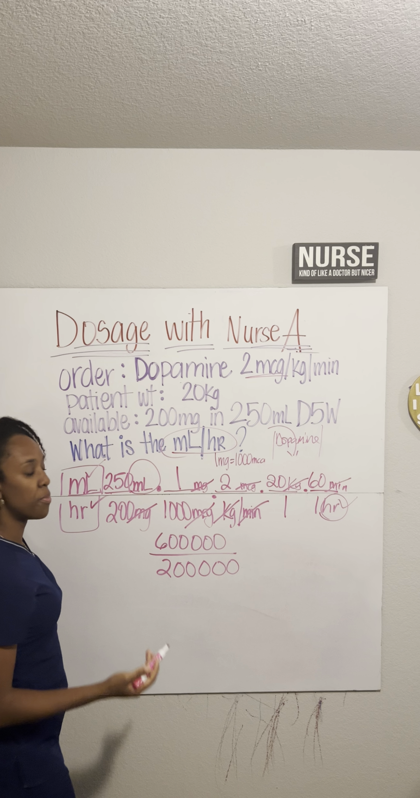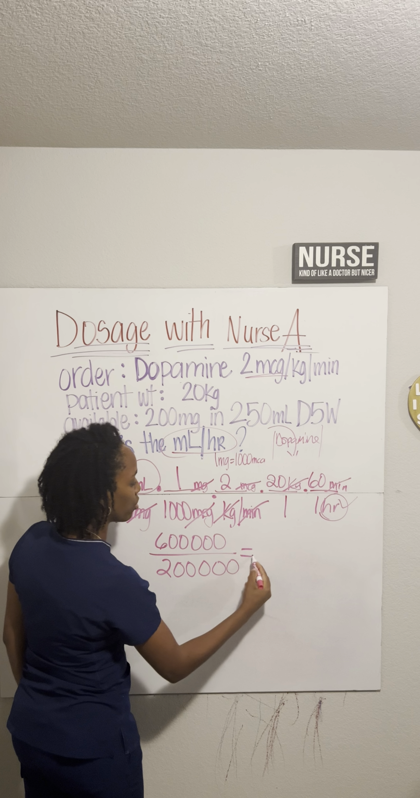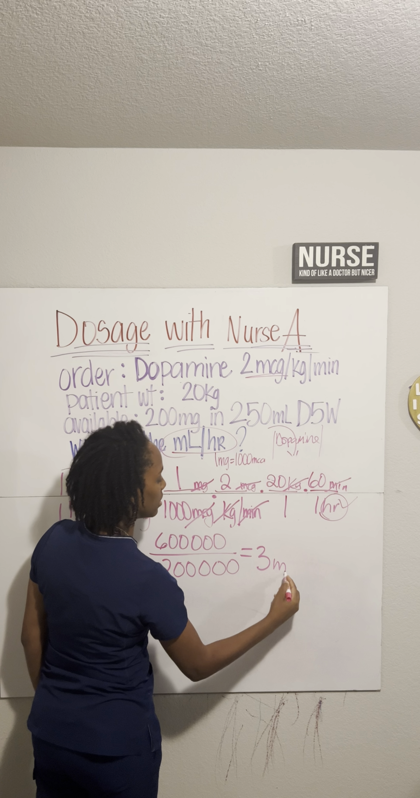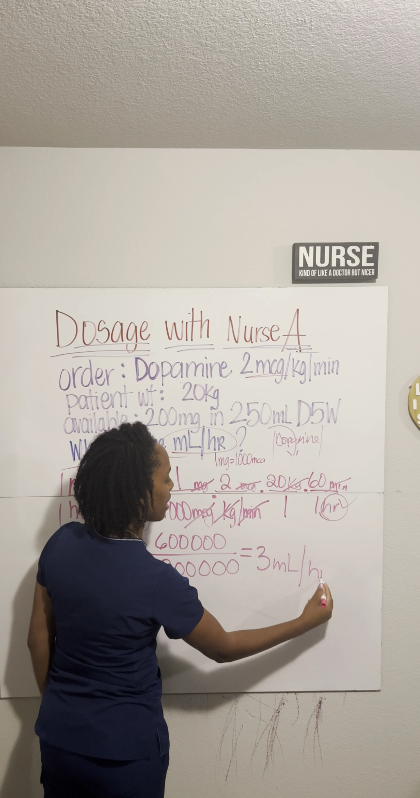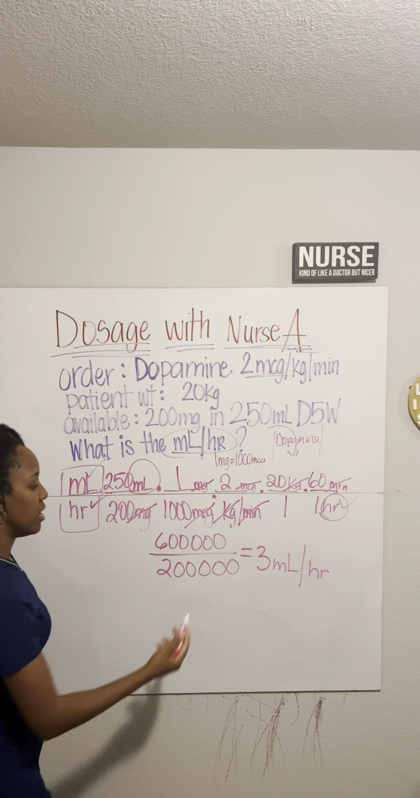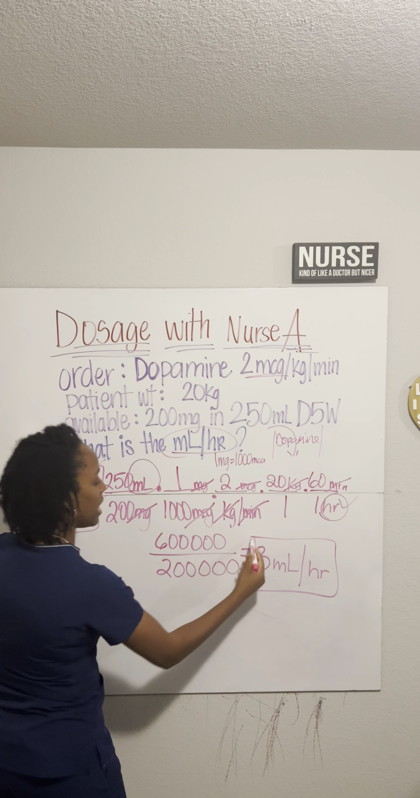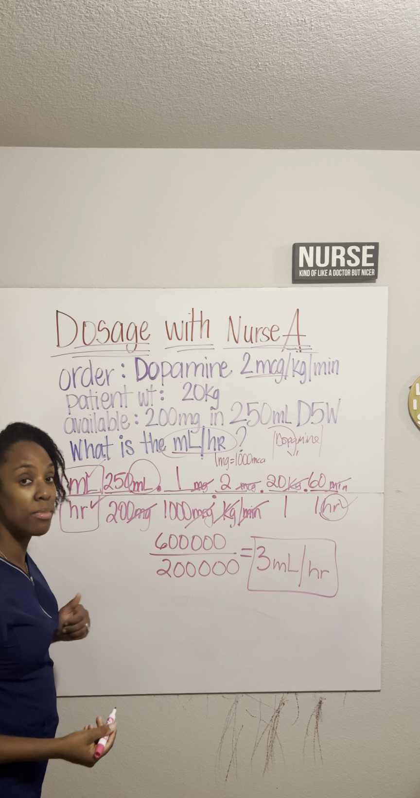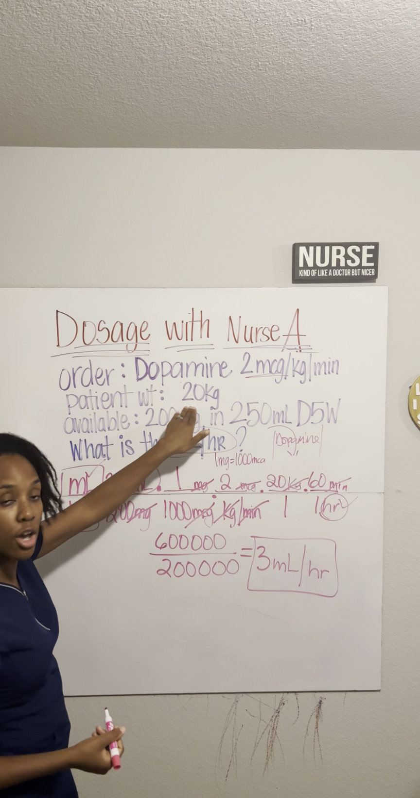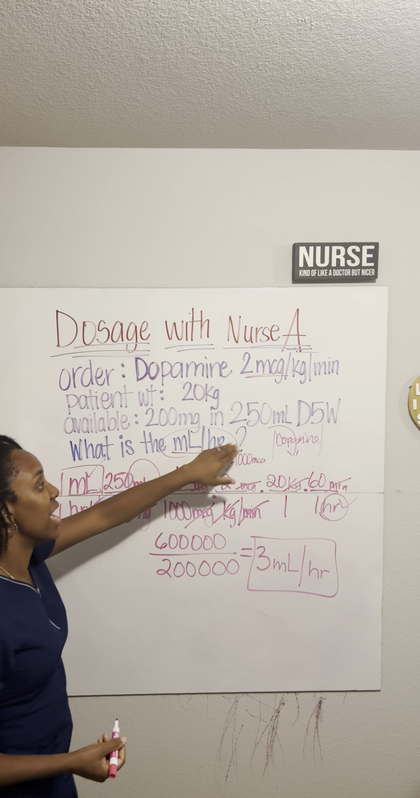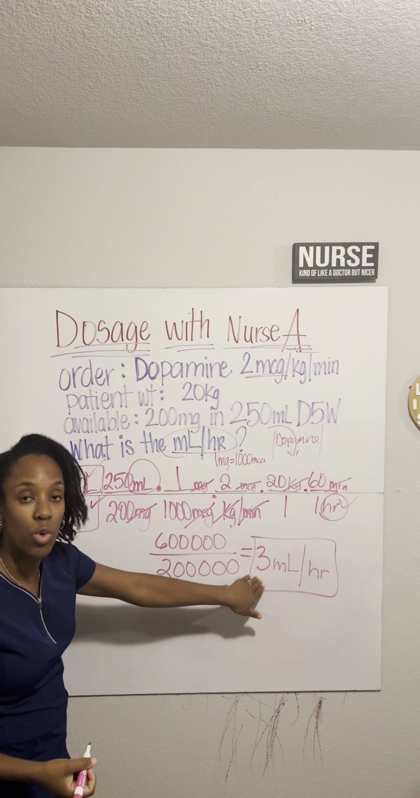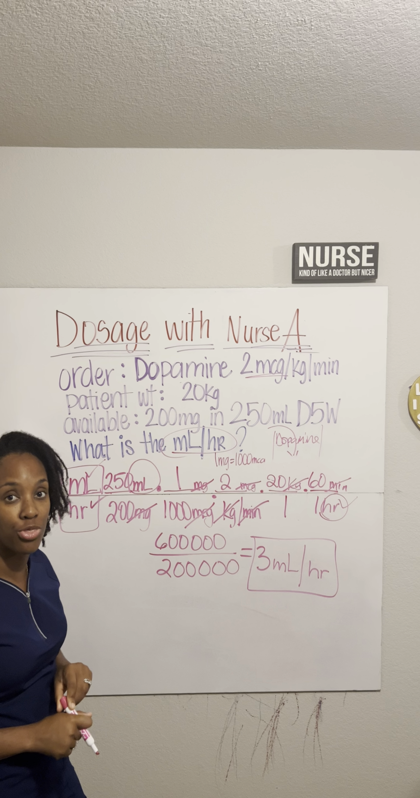All right. When we put this into the calculator, you're going to get a total of 3 milliliters per hour. So this is what you would program in the pump, 3 milliliters per hour, based off of the patient's weight and how much volume. This is what we're going to be putting into the pump, 3 milliliters per hour.